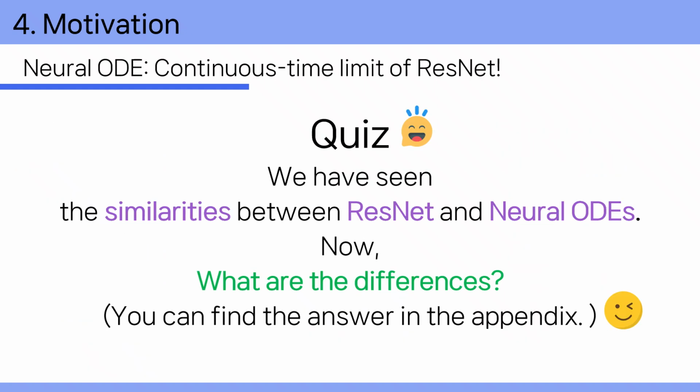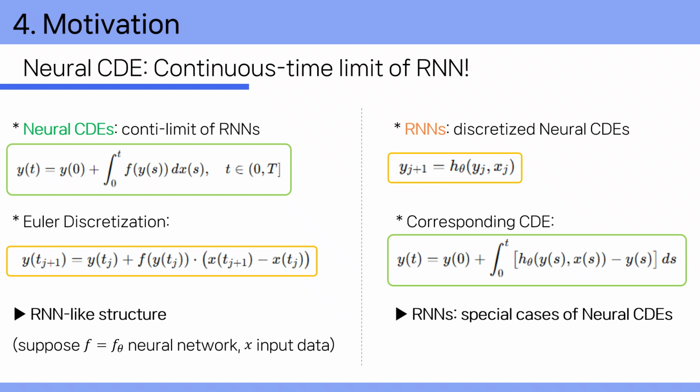But before we move on to the other connections, let's think about this. What are the differences between ResNet and neural ODEs? You can find the answer in the appendix. So let's move on to the next connection.